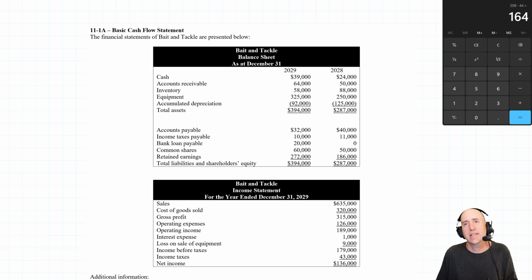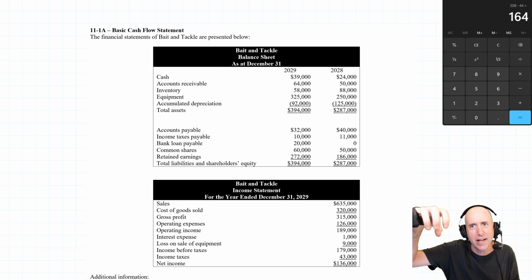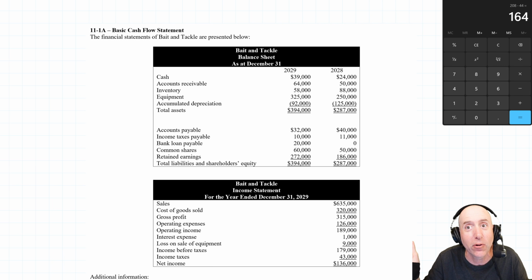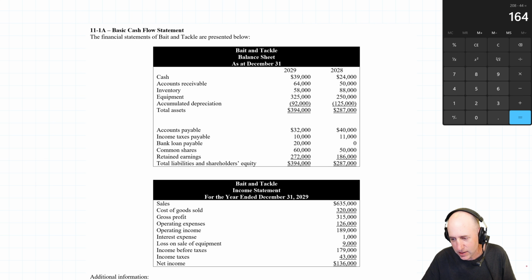The indirect method says, net income's kind of like operating cash flow. Let's start with net income and work backwards from there. That's why they call it indirect, right? I don't like it as much, but more companies use the indirect method than direct method. So certainly I think it's appropriate to teach and appropriate for you to learn.